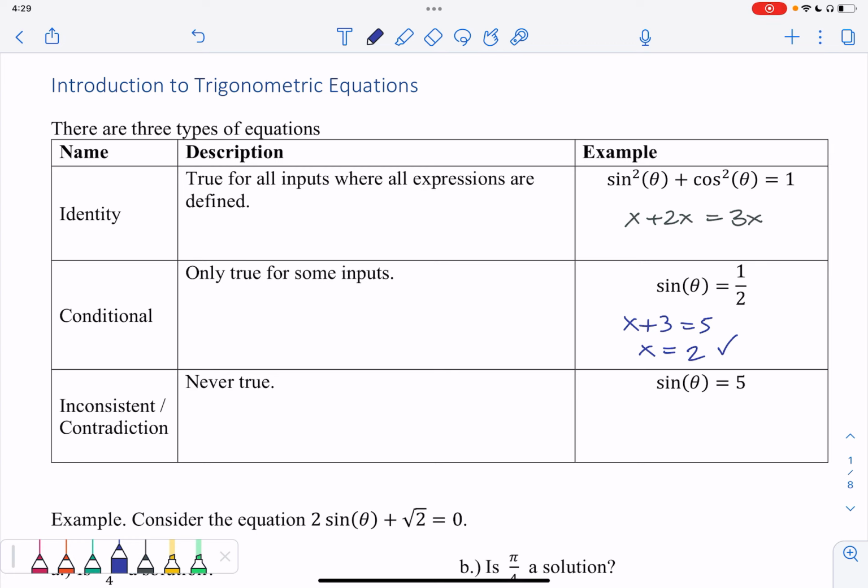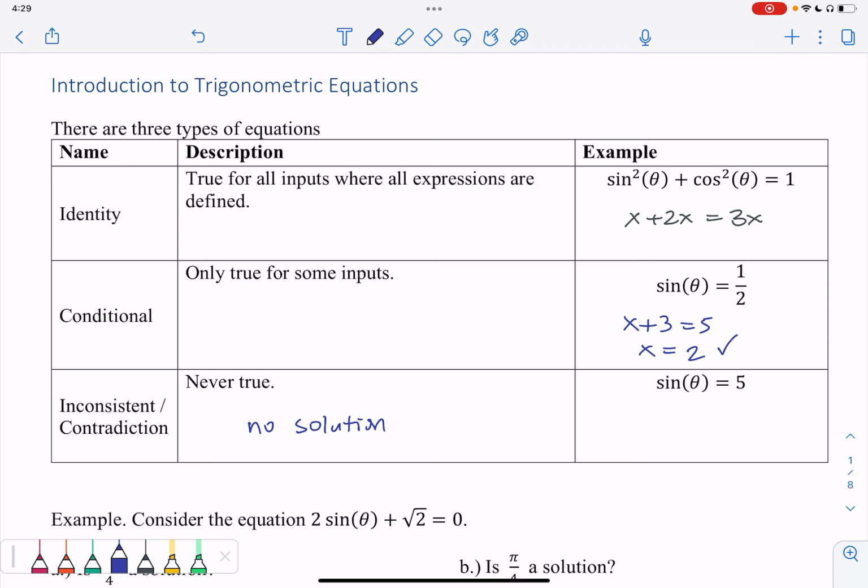And then an inconsistent equation, or contradiction, is just never true. Like sine of theta equals 5. That's never going to be true because there's no angle that would work. So we would just say these types of equations have no solution.